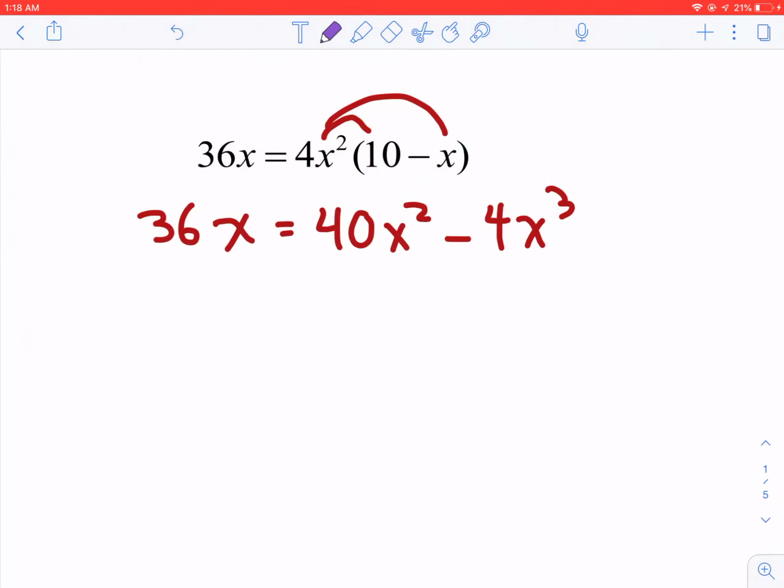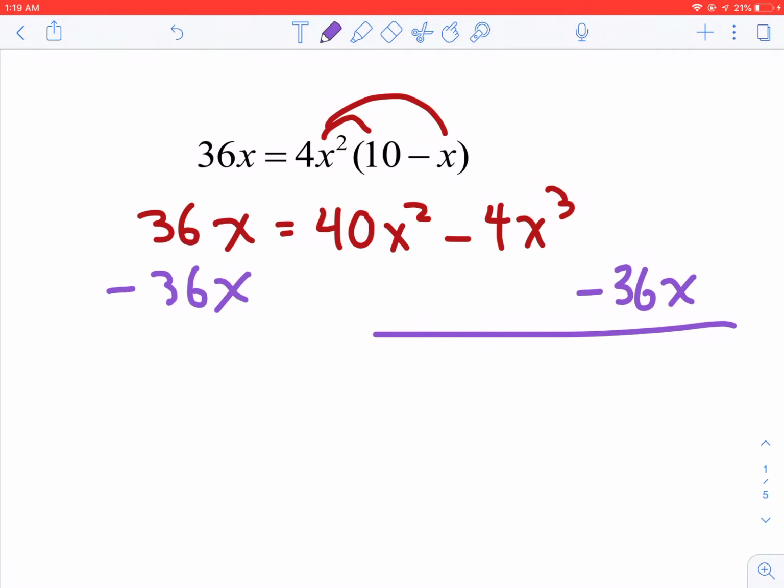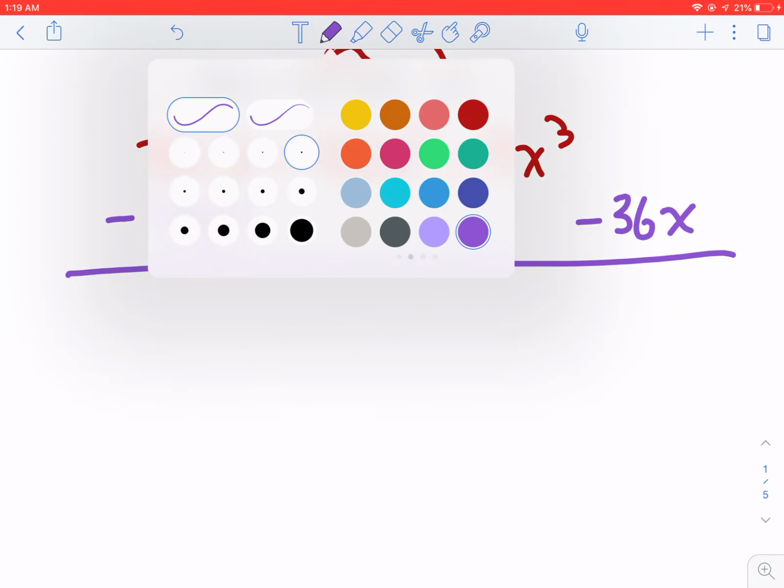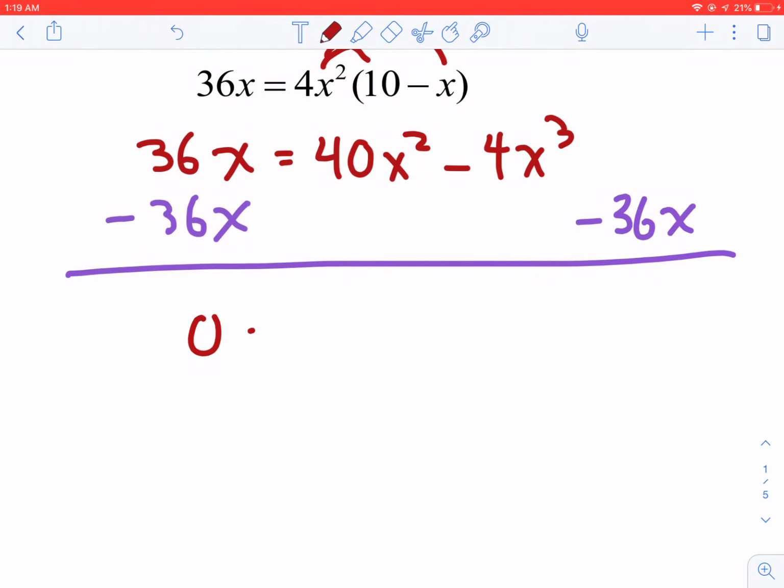Alright, so I want this to equal 0. So I'm going to try minusing 36x from both sides. That's x squared, that's an x cubed. So I got to just put this minus 36x to the side. Right, there's no like terms here. So 0 equals 40x squared minus 4x cubed minus 36x.